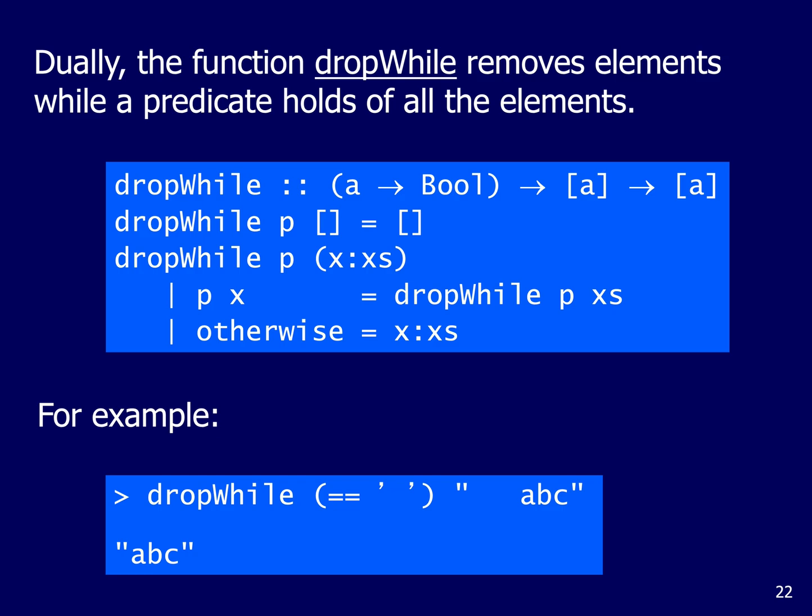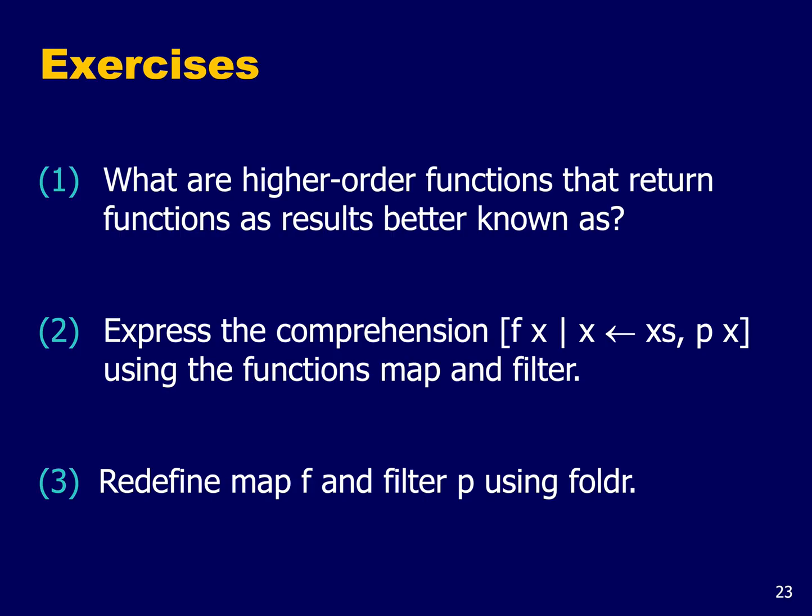So again, it does exactly what it says on the tin. Drop while takes a property and it removes elements. It removes elements while that property is true, and then it gives you back everything else. So that kind of wraps things up for today.